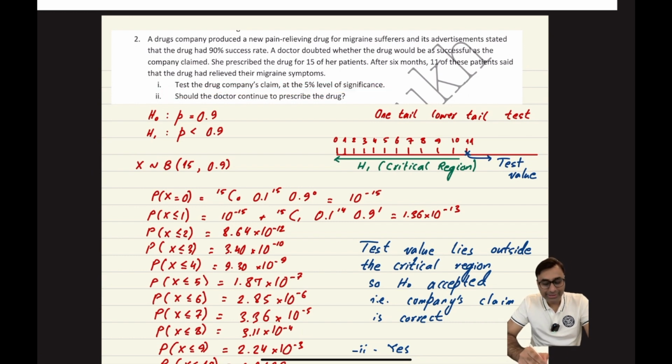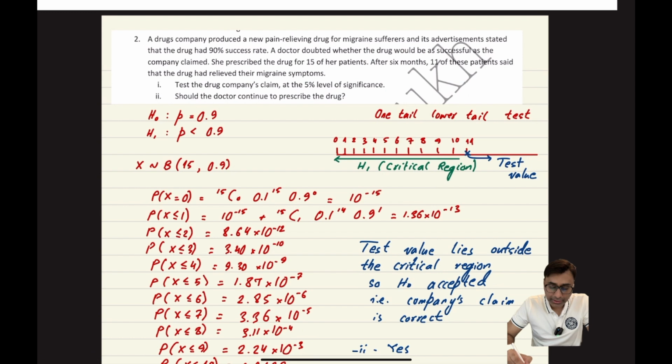If the company's claim is correct, then the probability is going to be 0.9. But the doctor tests whether it's less than 0.9 or not. So the alternate hypothesis is that probability is less than 0.9. This is an example of a one-tail, lower tail test, and your critical region should lie at the lower tail. Assuming the null hypothesis to be true, and since it was prescribed to 15 patients, the distribution of the test statistic is binomial with n being 15 and probability being 0.9.